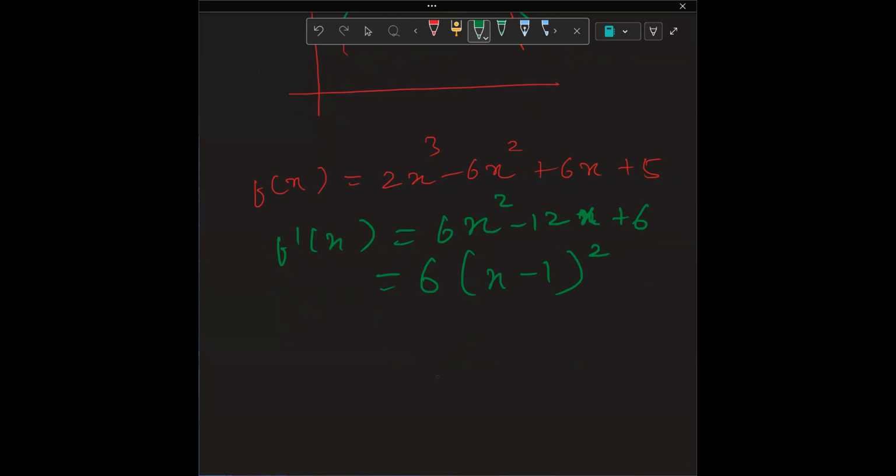And you will get f'(x) equal to 0 when your x is 1. So you can say that x equals 1 is a critical point. Your x is equal to 1, this is a critical point, right?